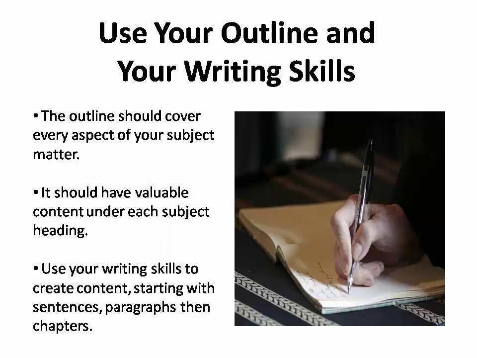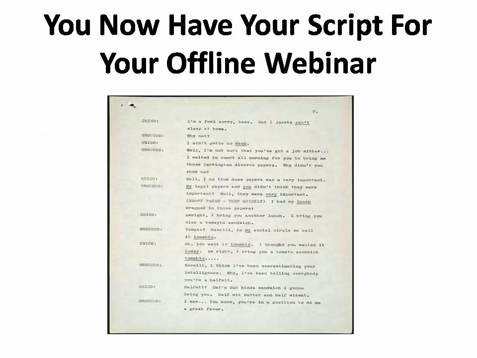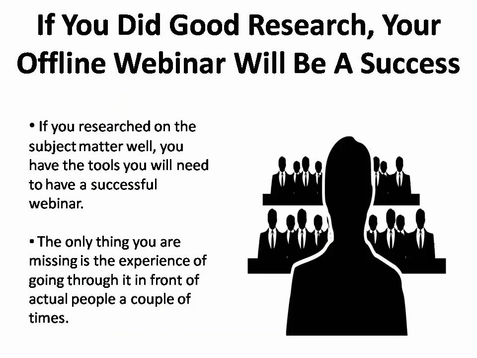Finally, once you have an outline that covers every aspect of your subject matter and has valuable content under each subject heading, use your writing skills to tease the content out into complete sentences, combining the sentences into paragraphs and the paragraphs into chapters. When you're done, now you have the script for your offline webinar. If you have done a good job of researching your subject matter and converting your research into a comprehensive, rational webinar script, you have nearly all the tools you need to create a successful offline webinar.